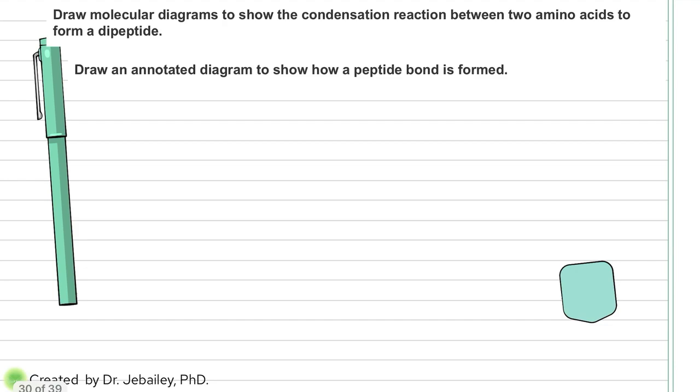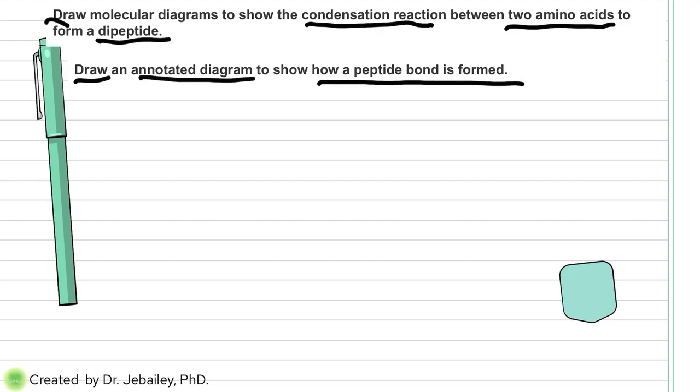Next question here. It says, draw the molecular diagram to show the condensation reaction of two amino acids to form a dipeptide. Here it says the same thing: draw an annotated diagram to show the peptide bond that is formed. If you look at this, it's two different questions, but they're both asking exactly the same thing with different words. Here it's saying condensation reaction, here it's saying peptide bond formed. In the end, it's still using two amino acids, which is a dipeptide.